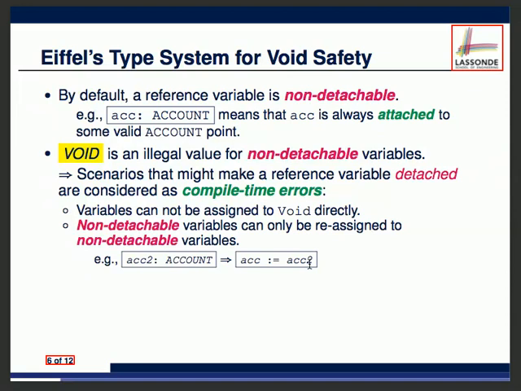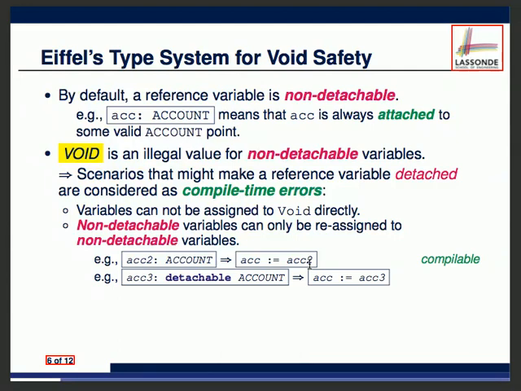Okay? On the other hand, this would not be allowed. Okay, let's see this over here. If you have acc3 as a detachable account, which means there might be some scenarios where acc3 is allowed to be void, in this case, when you assign acc3 to acc, it will be disallowed by the compiler, right? Because you might assign the current value of acc3, which is void, into acc. Okay, that's kind of the logic behind. Okay, I won't go too formally about it. I just want to give you an example. So this would not compile in IFO.